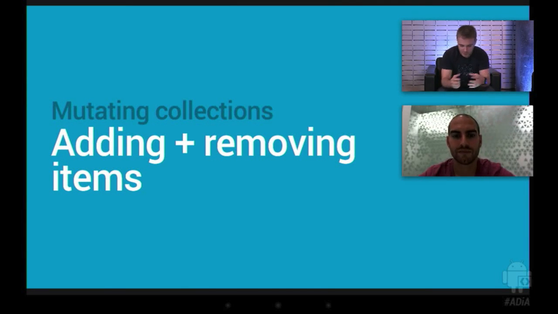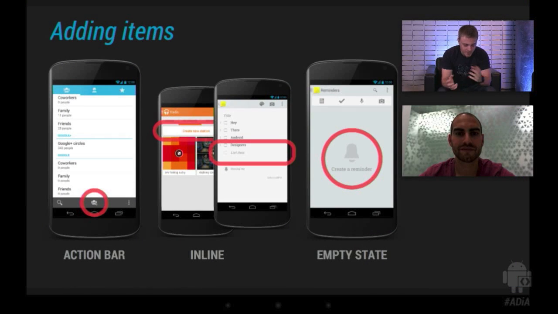There's a couple of different ways to mutate collections. What we mean by mutating is allowing the user to make changes to the collections. And we're going to try to speed through this since we have very little time left. But the first is the very basics of adding or removing content to or from a collection. So how can you do this?